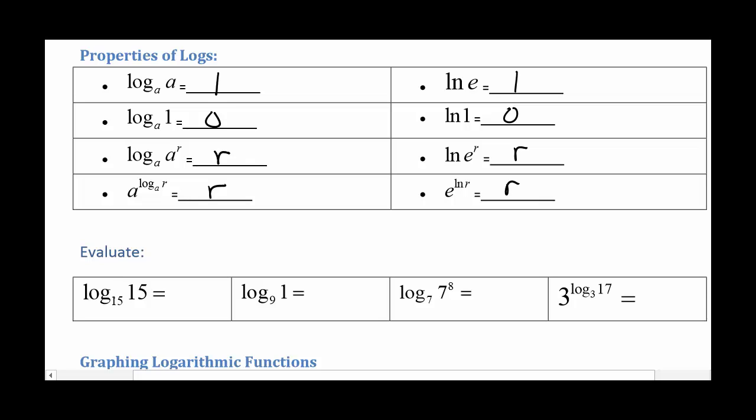Okay, so log base 15 of 15, numbers match, so that gives us 1. Log base 9 of 1 is this second one right here, so that's going to be 0. Log base 7 of 7 to the 8th power, we're looking at that third illustration there. And 3 raised to the log base 3 of 17, that's that fourth property, and that simplifies down to 17.